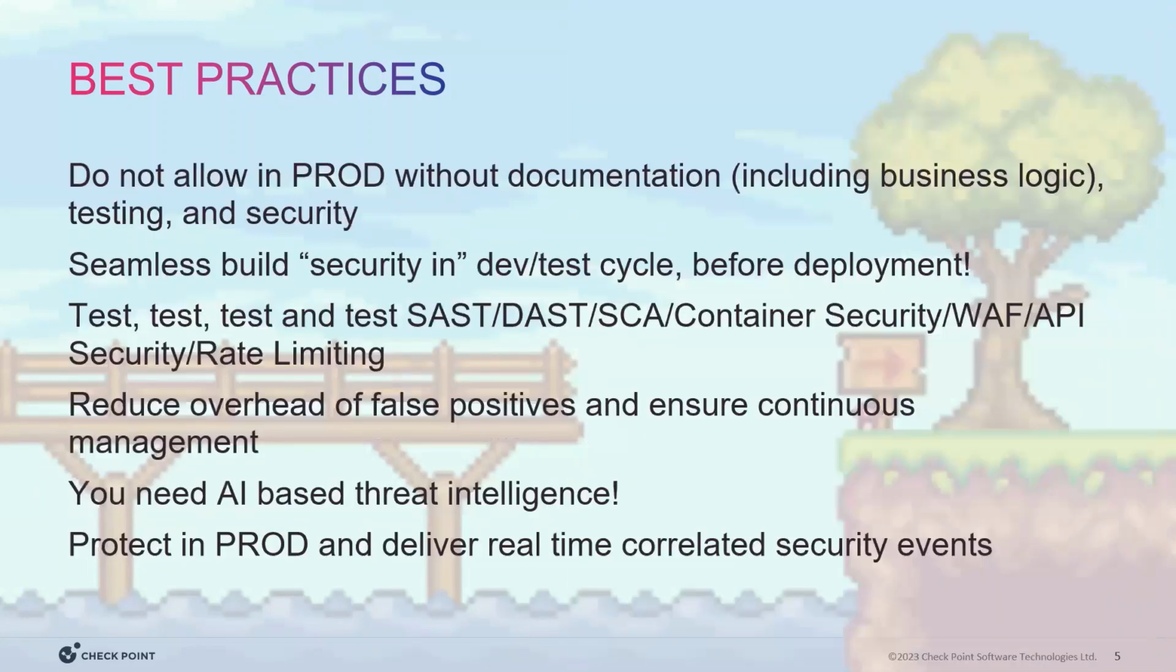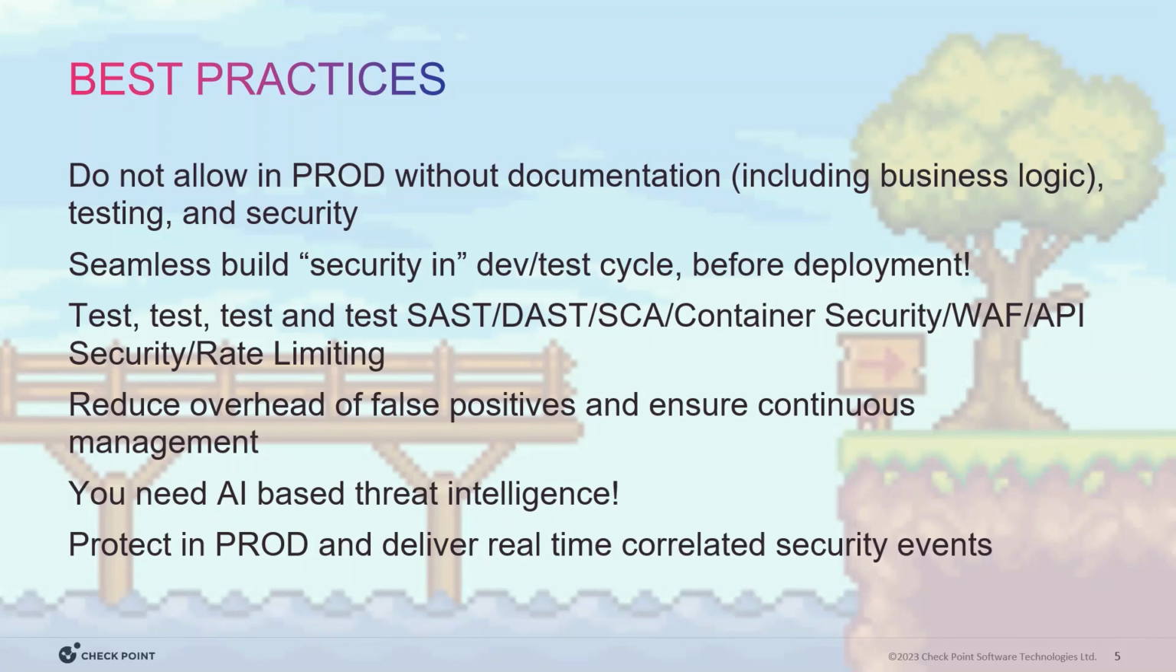So, a couple more best practices. Without documenting business logic, these things should not be in production. And you have to test. You have to build security in, and you have to test. That means the stuff you're already doing, SCA, SAST, DAST, but you need container security, and you need a web application firewall that needs to be like a machine learning type firewall.